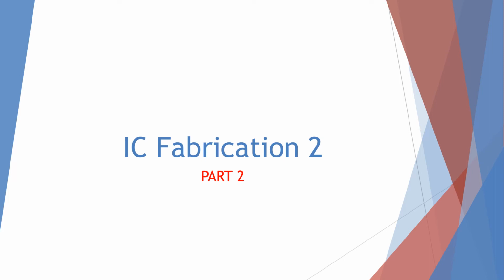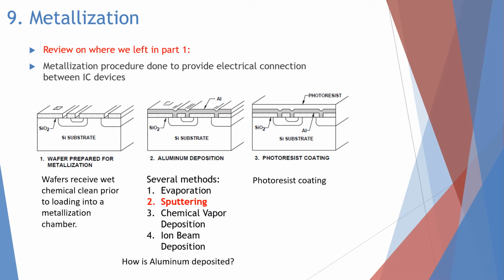Now let us continue with the IC fabrication 2 part 2. So let us review a little bit on metallization that we left in part 1. Metallization is a procedure done to provide electrical connection between the IC devices. For example, once we already prepare all the parts here, they need to be connected in order for us to connect it to the circuit.